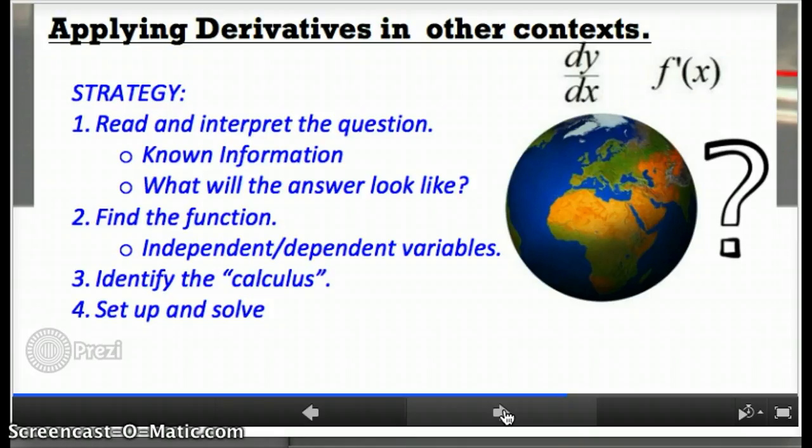And then I want you to find the function. There's going to be something that we're talking about, something that we're predicting, something that we're asking questions about, and that's going to be the dependent variable of some function. In some cases, the question might give you the function. In other cases, you're going to need to create the function based on formulas that you know or interpreting what's going on. But once you've got the function, then you can identify the calculus. Is the question asking you to use a first derivative, a second derivative, etc.? And then, of course, once you identify what the calculus is, the last step should be pretty easy. You just perform the operations that you identify. Let's take a look.